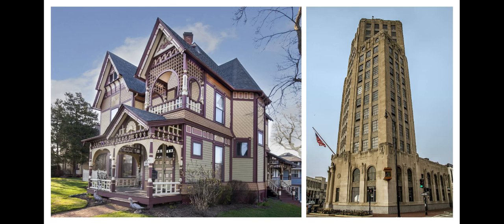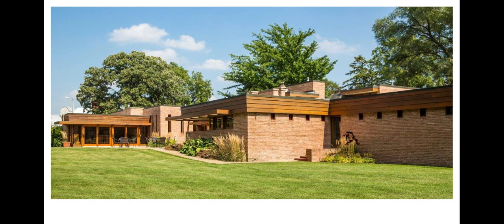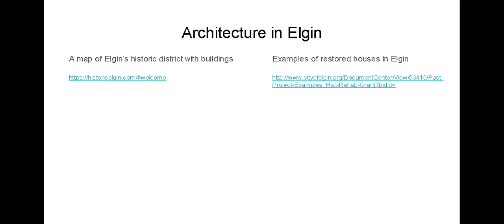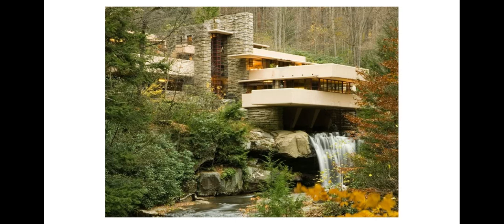Here in Elgin, we also have a lot of historic buildings and homes as well. So as you start to plan for your architecture artwork, consider using Elgin and its surrounding area and its beautiful architecture as an influence for your artwork. Built within this slideshow, there are a couple of resources that are specific to the historical homes and buildings within Elgin. So please feel free to explore those.